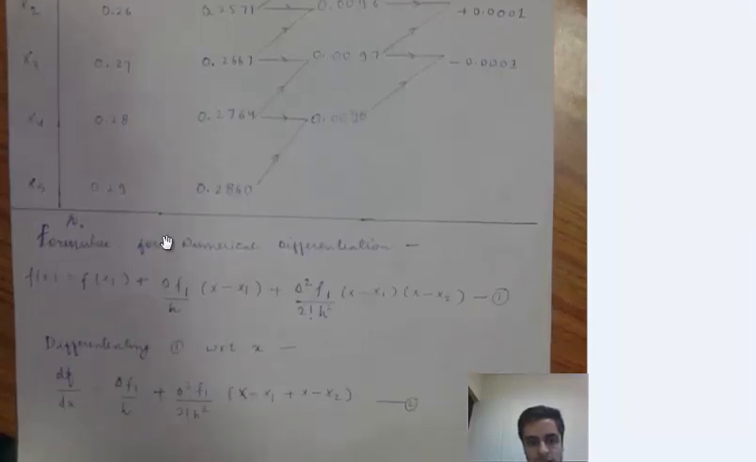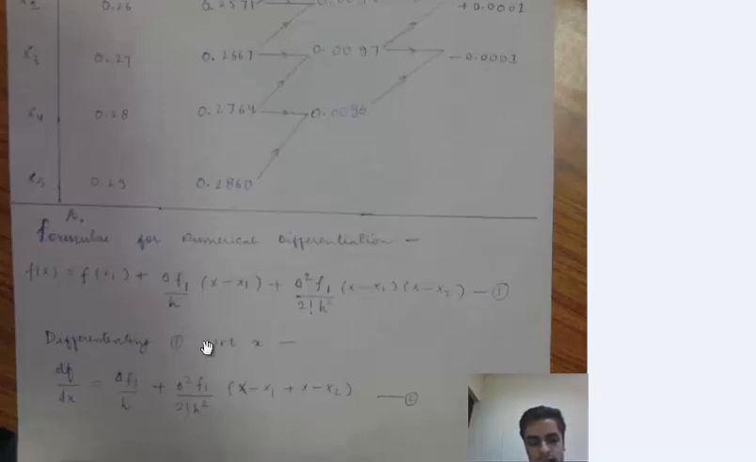As the formula for numerical differentiation is f(x) is equal to f(x1) plus delta f1 upon h times (x minus x1) plus delta square f1 upon factorial 2 h square times (x minus x1)(x minus x2). This is our equation 1. Differentiating 1 with respect to x, we will get df by dx. This expression is df by dx. Calling this equation number 2.